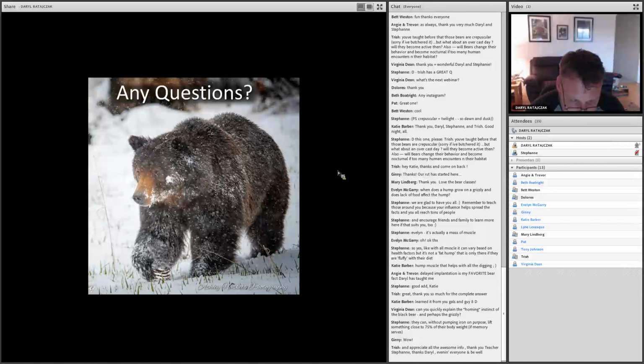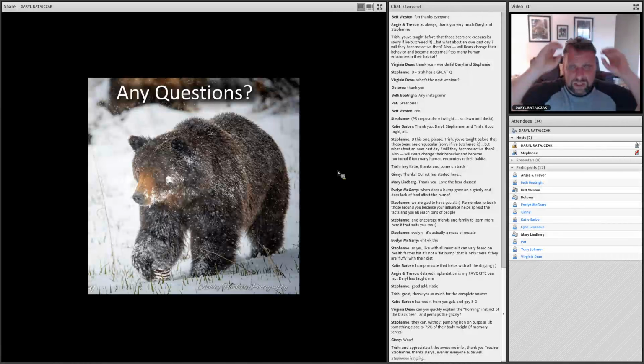Okay, Virginia says, can you quickly explain the homing instinct of the black bear and perhaps the grizzly? I can talk about it. I don't know if I can explain it because it boggles our mind how these bears are able to return to a place, even when they've sometimes been relocated. And we've had instances of black bears that have been trapped and relocated, and they have this tremendous homing instinct to return home. How they do it, no one really knows. We just know that they do it, and they're really good.